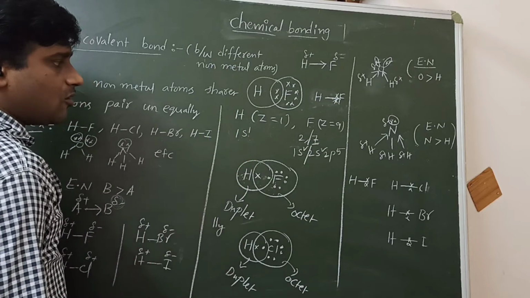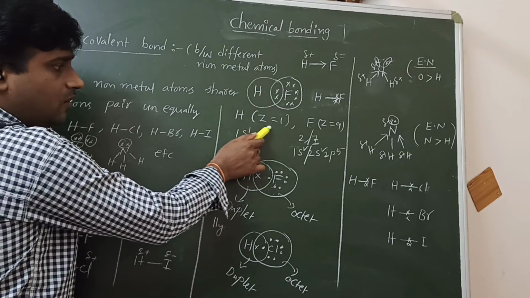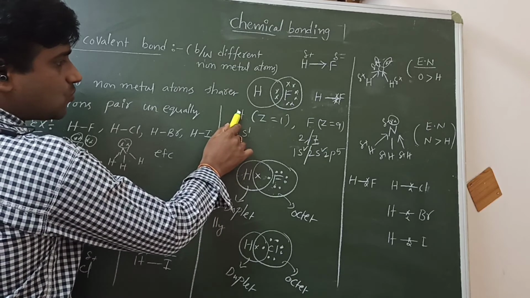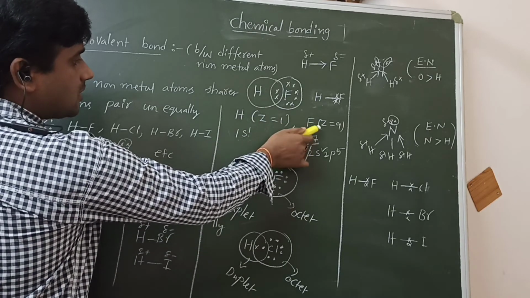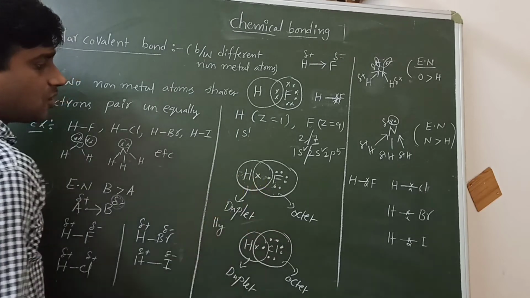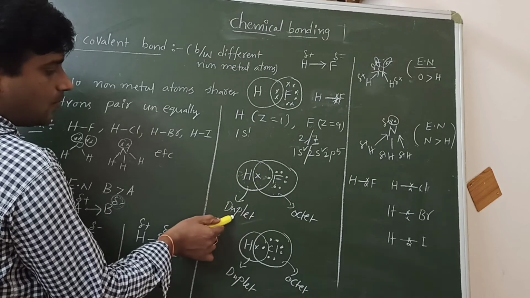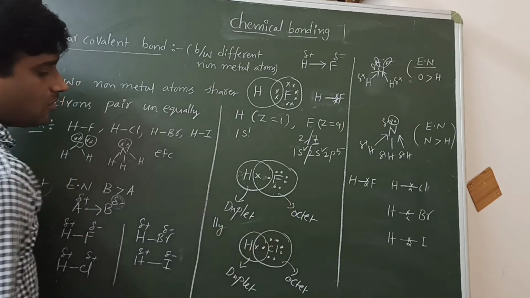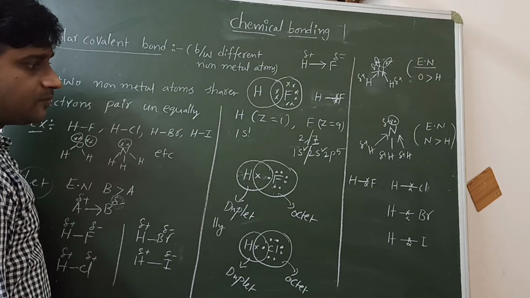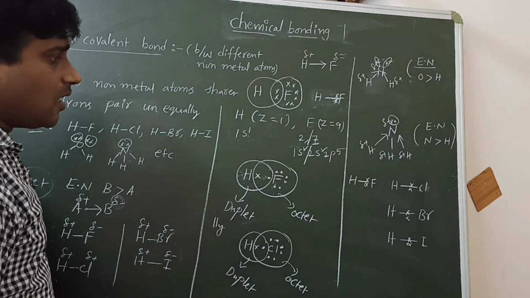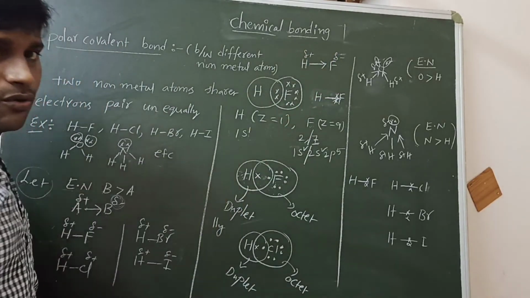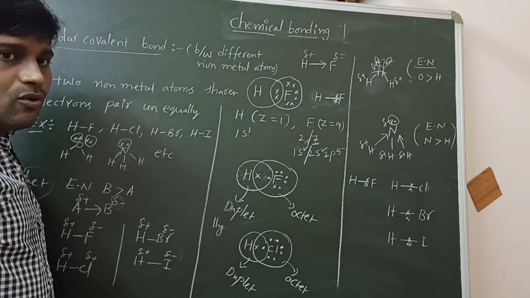To get a duplet configuration, hydrogen needs 1 electron, whereas fluorine needs 1 more electron. So hydrogen shares 1 electron with fluorine, and fluorine shares 1 electron with hydrogen. By this mutual sharing, hydrogen gets a duplet configuration, whereas fluorine gets an octet configuration. Similarly in hydrogen chloride also. We call these polar because we can observe both positive and negative charges in these molecules, so these are polar covalent bonds.